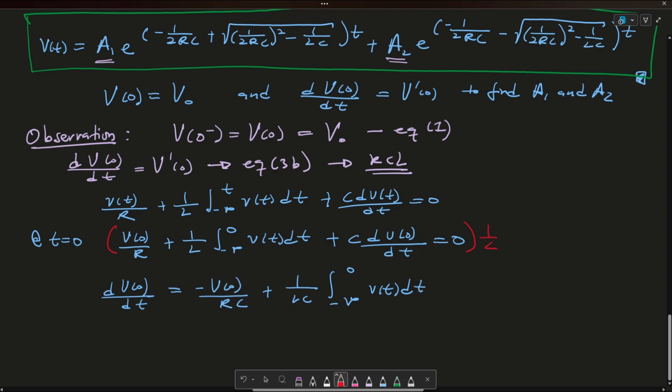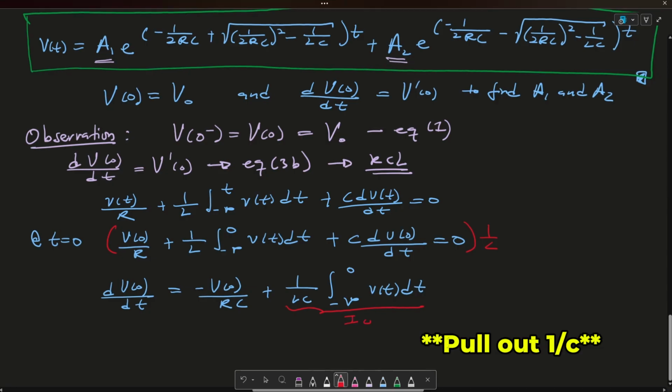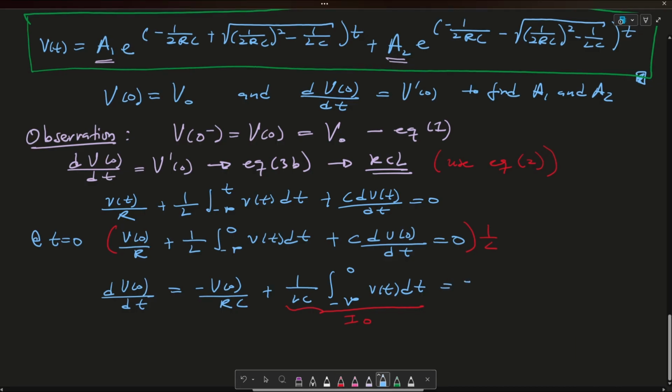So if you recall, something we had mentioned was that this here is equated to this I naught. So what I'm going to say is, technically speaking, we also use equation number 2, because this here was equation number 2. So then I can equate this. I'm going to plug in a minus 1 over C times V0 over R plus I naught.